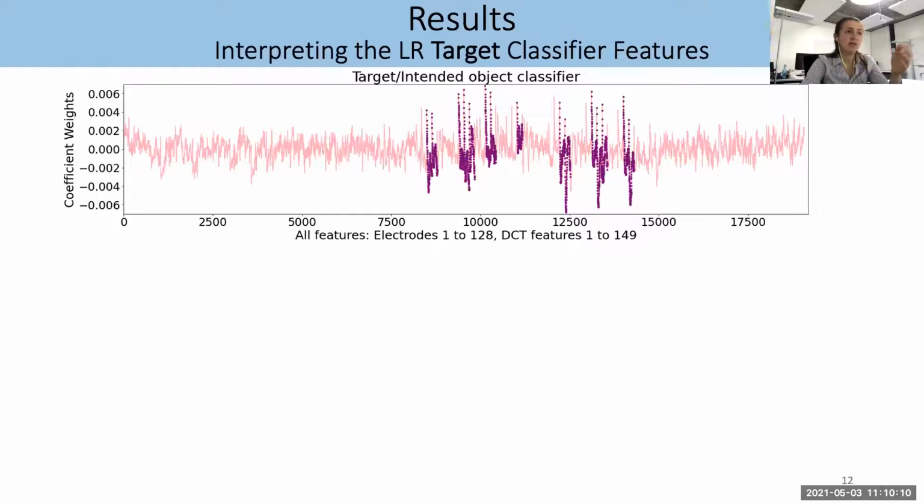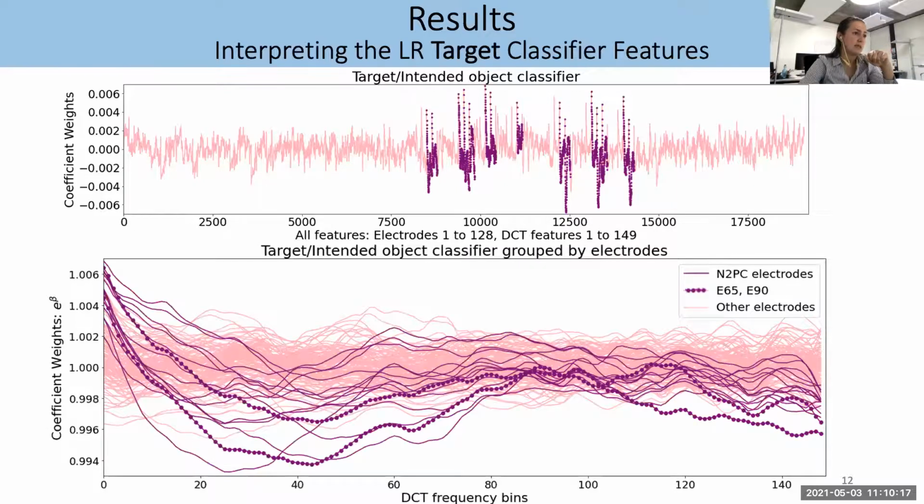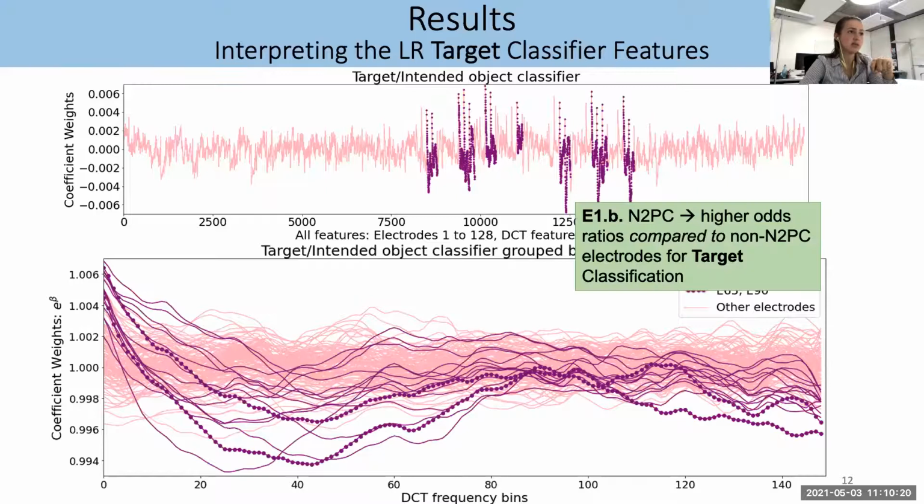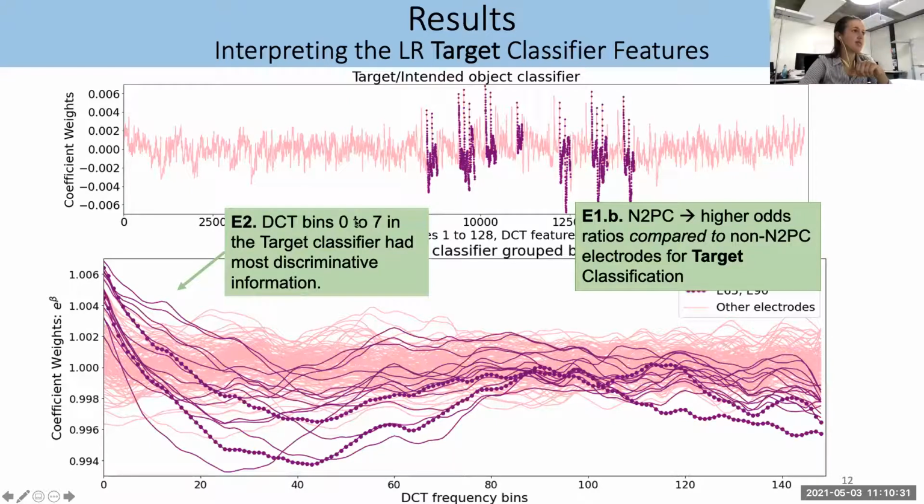We applied the same logic for the target classifier coefficient weights. We restructured it to electrodes, and here as well we can see that the N2PC have higher odds, not odds ratio, that's an error, higher odds compared to the non-N2PC electrodes for the target classification. And additionally, for these DCT bins 0 to 7, it seems to have quite strong information, which makes it more discriminative for these features.